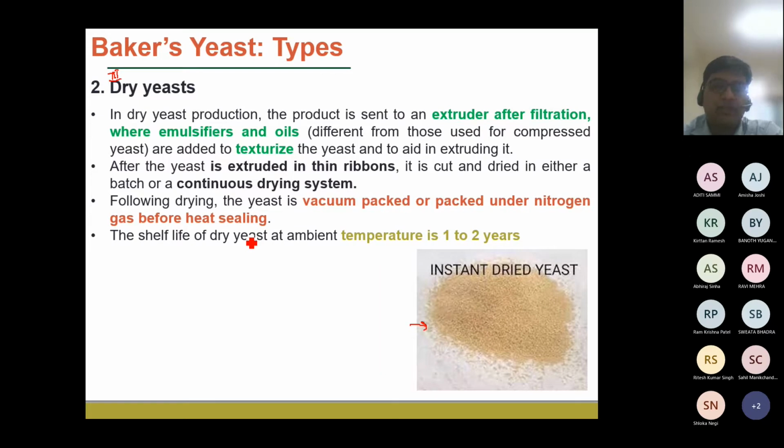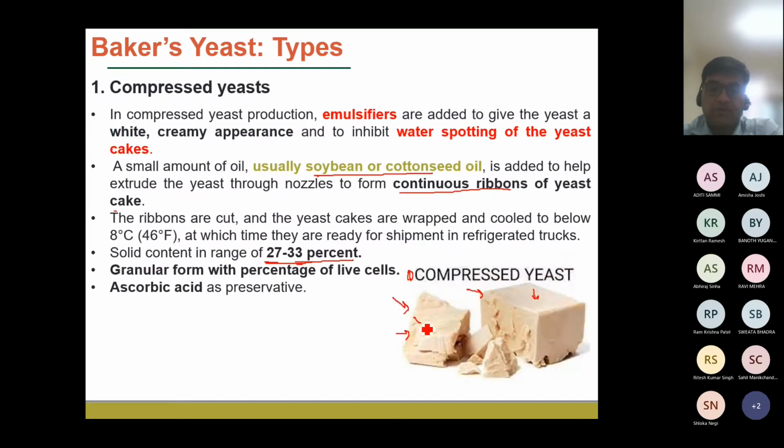So how is this complete removal of water done? There are several processes, like freeze drying, or evaporation at a very high temperature and for a longer duration of time, to remove the trapped moisture. So this type of compressed yeast, when we obtain it at a concentration of 27 to 33%, and from there, what is a dry yeast?